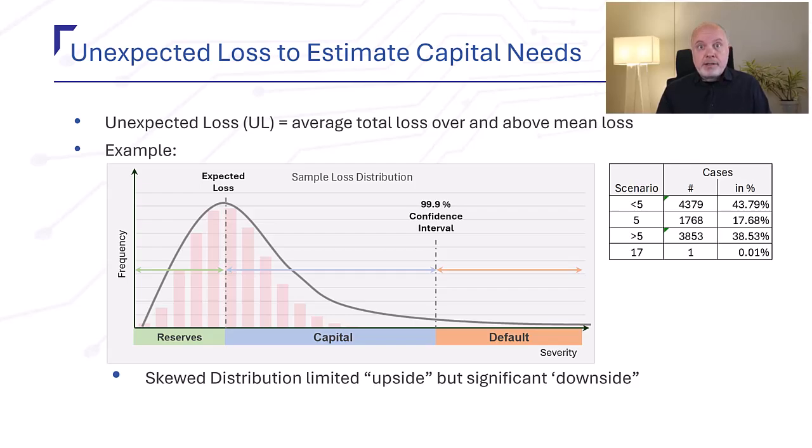By the way, the capital does not need to cover the expected losses. The expected losses are actually covered by the reserves. It only needs to cover the unexpected losses. So let's take back our example of our 10,000 observations that we have calculated before and see how they distribute.